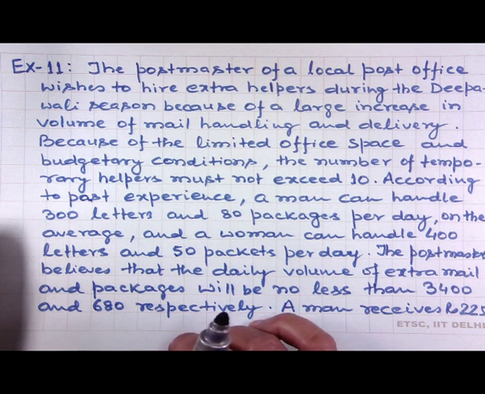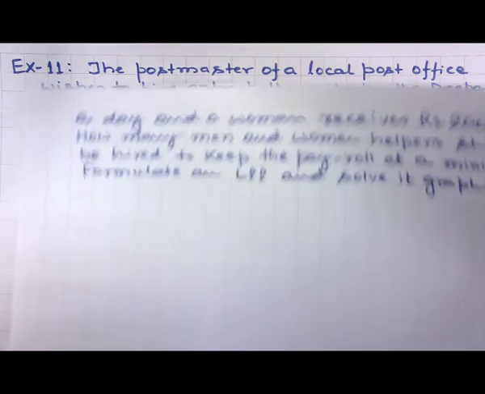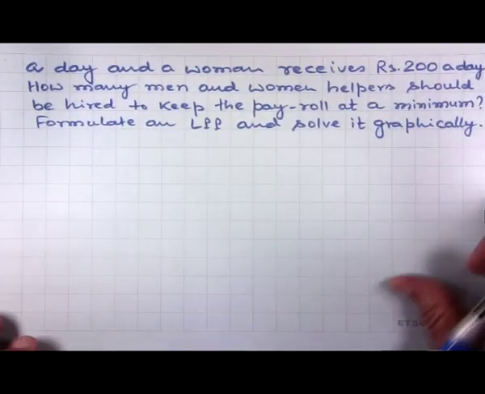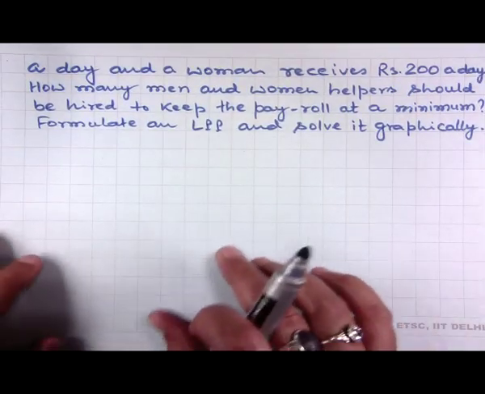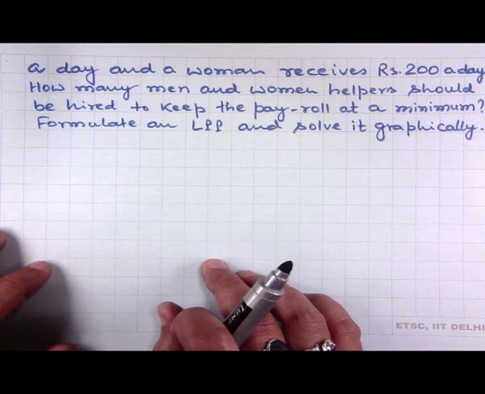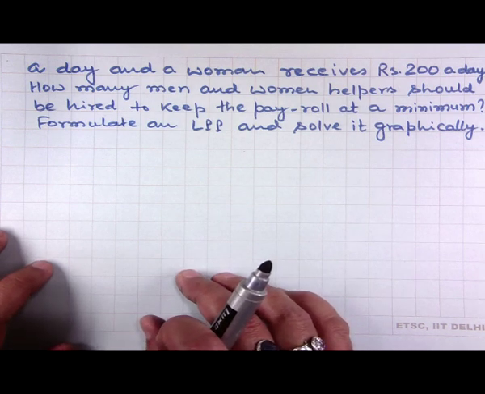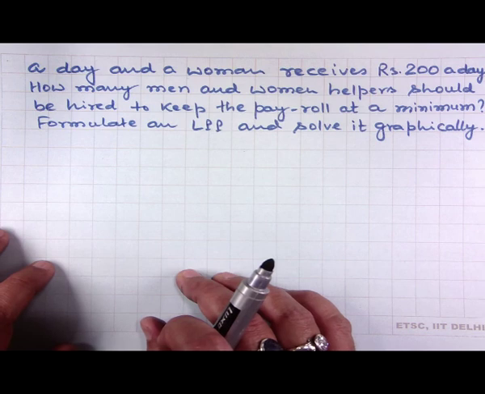The postmaster believes that the daily volume of extra mail and packages will be no less than 3,400 and 680 respectively. A man receives rupees 225 a day and a woman receives rupees 200 a day. How many men and women helpers should be hired to keep the payroll at a minimum? Formulate an LPP and solve it graphically.